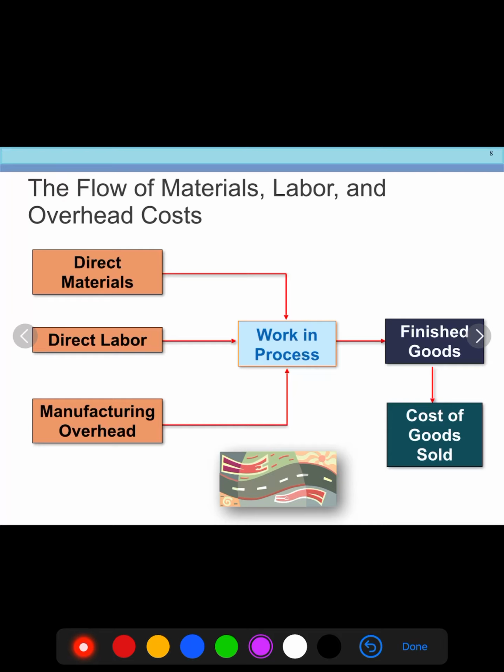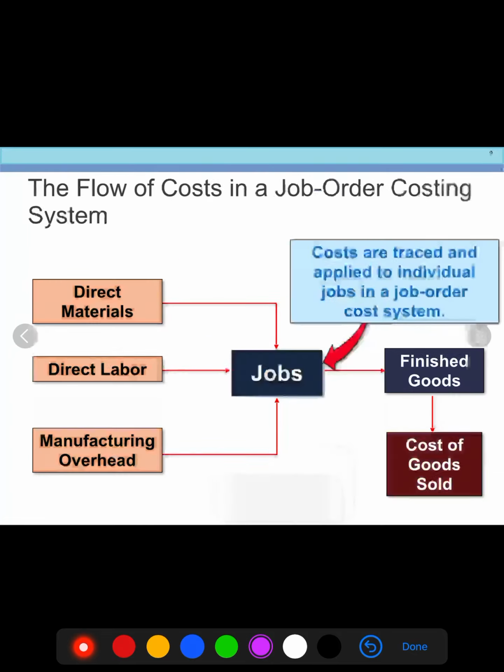So what is the flow of materials, labor, and overhead? You combine all the manufacturing cost and put that into process. When it is in the process, options are it will remain in process, or it will be completed, or it will be finished. Once it is sold, it will be part of the cost of goods sold.